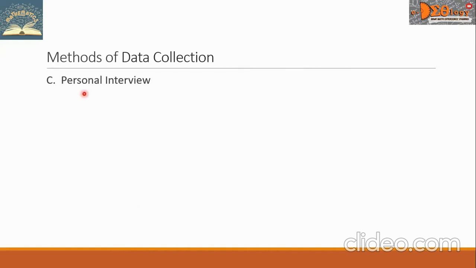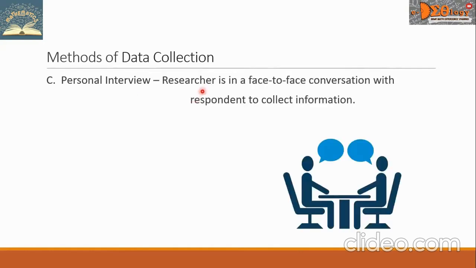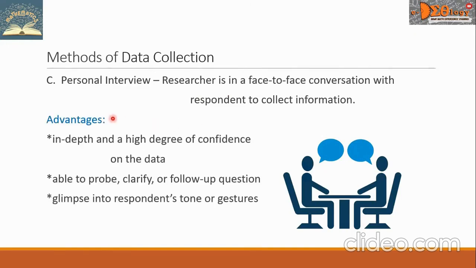The third method is personal interview. The researcher is in a face-to-face conversation with the respondent to collect information. Here are the advantages: in-depth and a high degree of confidence in the data. The researcher is able to probe, clarify, or follow up on questions. The researcher has a glimpse into respondents' tone or gestures.